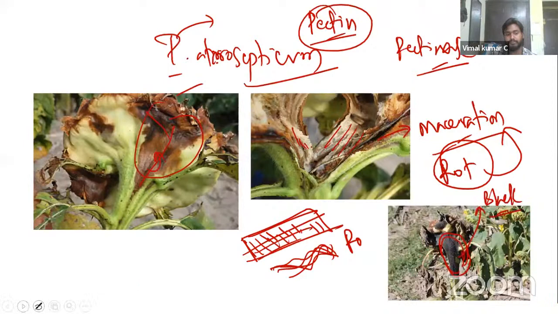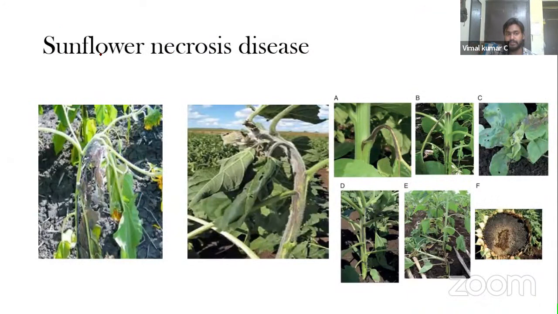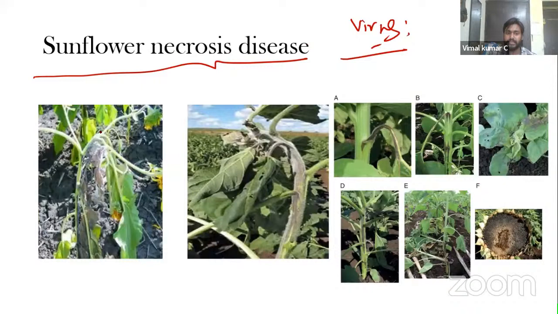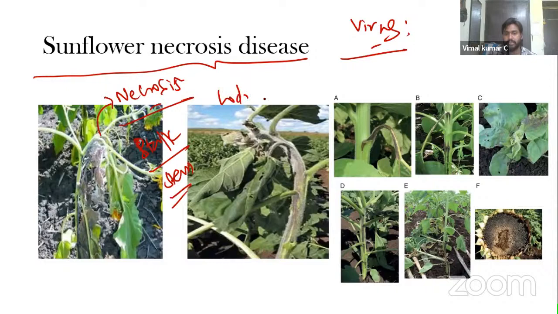So this is about the bacterial diseases, and with respect to viruses, here you can see sunflower necrosis disease. I think you might have heard about this. Initially it starts the same way, with necrosis, the death of particular cells or tissues, either on the stalk, stem or pedicel. Then lodging will be there, the plant lodges, followed by necrosis, and on the leaf also you can see the necrosis start.